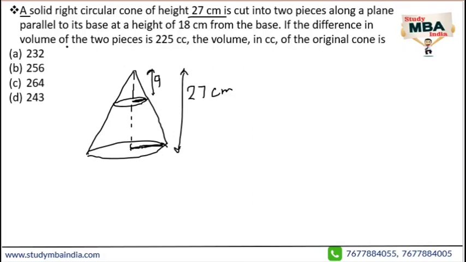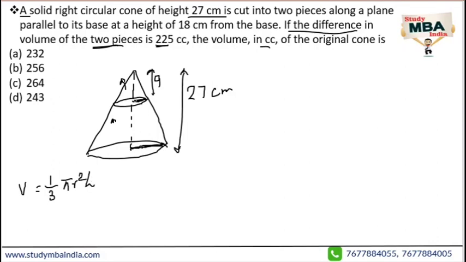Now the difference in volume of the two pieces is 225. The volume in cubic centimeters of the original cone is what? We have to calculate the volume of the original cone. Here it is mentioned that the difference in the volume of the two pieces, this piece and this piece, is 225. To calculate the difference, let us first write the volume of a cone, the formula is 1/3 pi r square h.